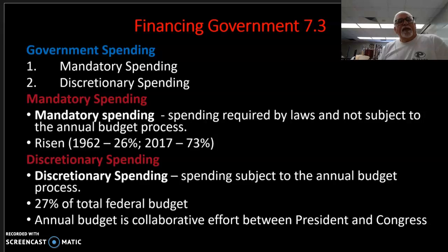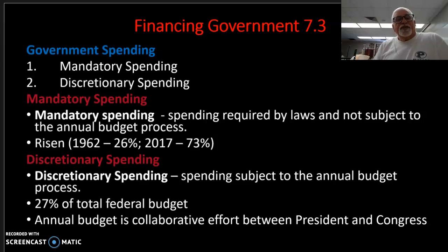Okay, government spending. We have, again, mandatory and discretionary spending. Mandatory, you have to spend. And discretionary, you can kind of move it around. Mandatory spending is the spending required by laws and not subject to the annual budget process. And that amount has risen. It was about 26% of the budget in 1962. It now constitutes about 73% of the budget.